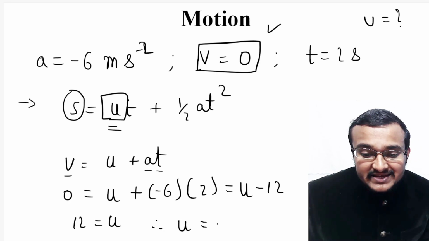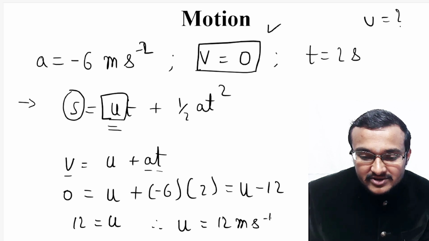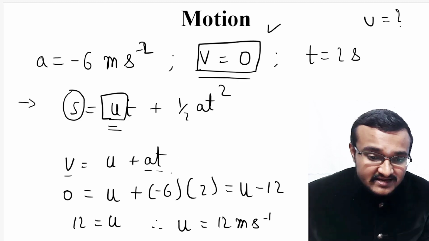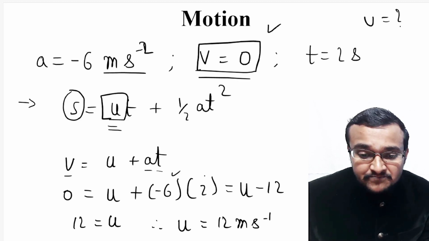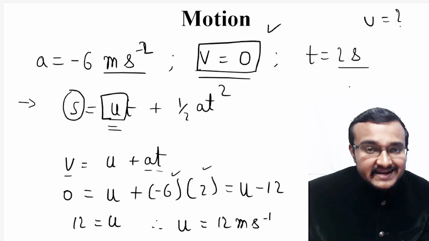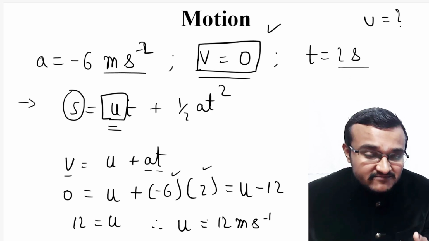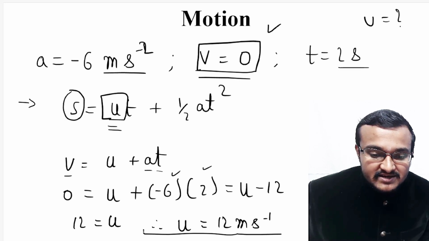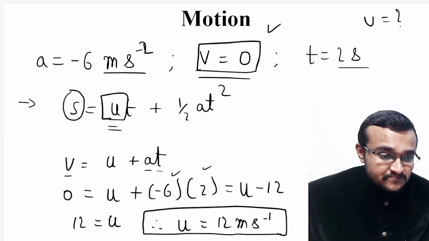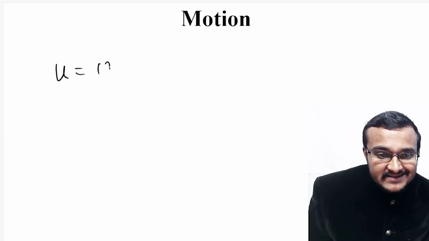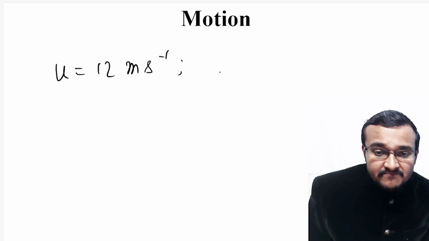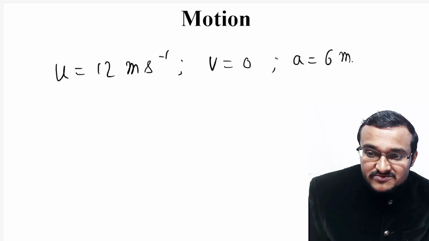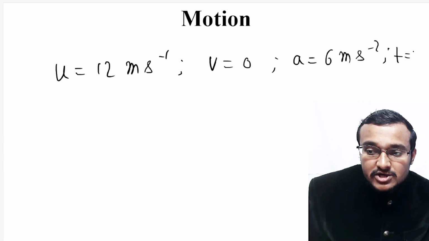That means here initial velocity is 12 meter per second and final velocity is v is equal to 0, because here everything we are calculating in SI units. Here acceleration is also in SI unit, that is meter per second square, and also time is in SI unit, that is seconds. So that's why even the velocity which we are calculating here will also be in SI unit, that is meter per second. So the initial velocity here is 12 meter per second. So now we have initial velocity as 12 meter per second, which we have calculated, and final velocity as 0, and acceleration as 6 meter per second square, and we have time that is equal to 2 seconds.